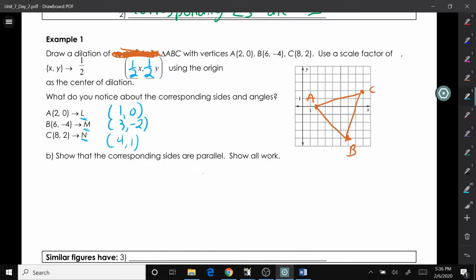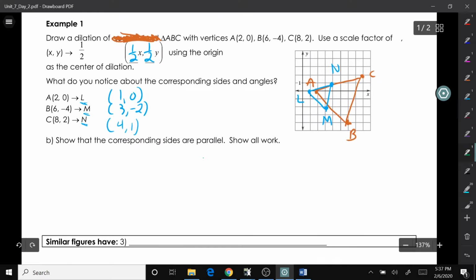So now we're going to plot those points. So we have L, M, and N. So that's how this reduced triangle looks like. Now, yesterday we said that the corresponding angles were congruent, and that the sides were proportional. And what we're going to look at now is to see if the corresponding sides are also parallel.